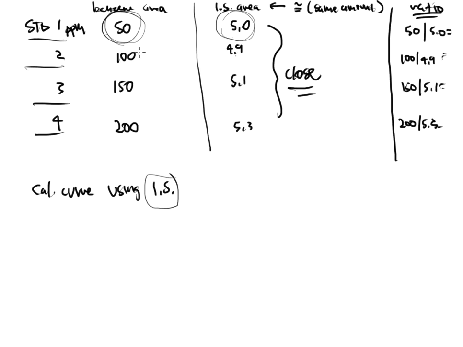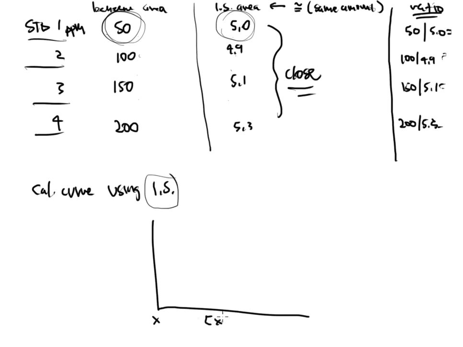If one goes up, the other one should go up. If one goes down, the other one should go down. And this ratio helps neutralize all of those changes that might happen throughout the analysis. So on the calibration curve, what would happen is that on the x-axis, I would still plot the concentration like we've always done.